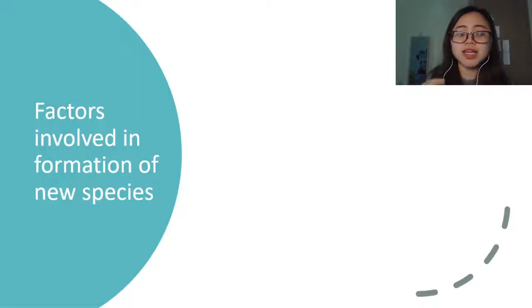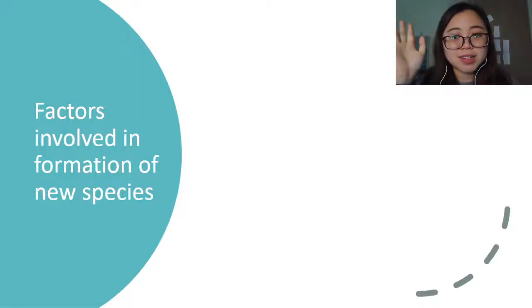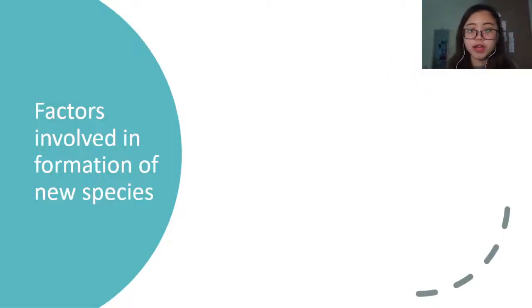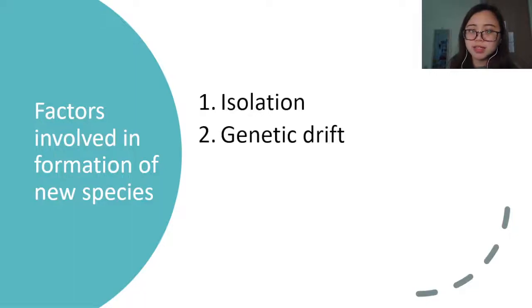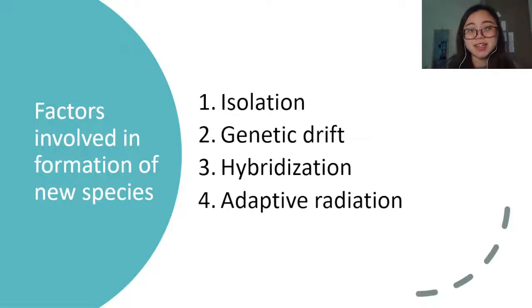We're going to think about what are the factors that lead to formation of a new species. There are 4 factors that you should know about, which is isolation, genetic drift, hybridization, and adaptive radiation. We're going to go into each of these factors in detail in a bit. And if you are revising this for your PSPM or for your UPS, this is one of the key points of chapter 3, which is to remember these factors involved in the formation of new species. Okay, if you're ready, let's continue.